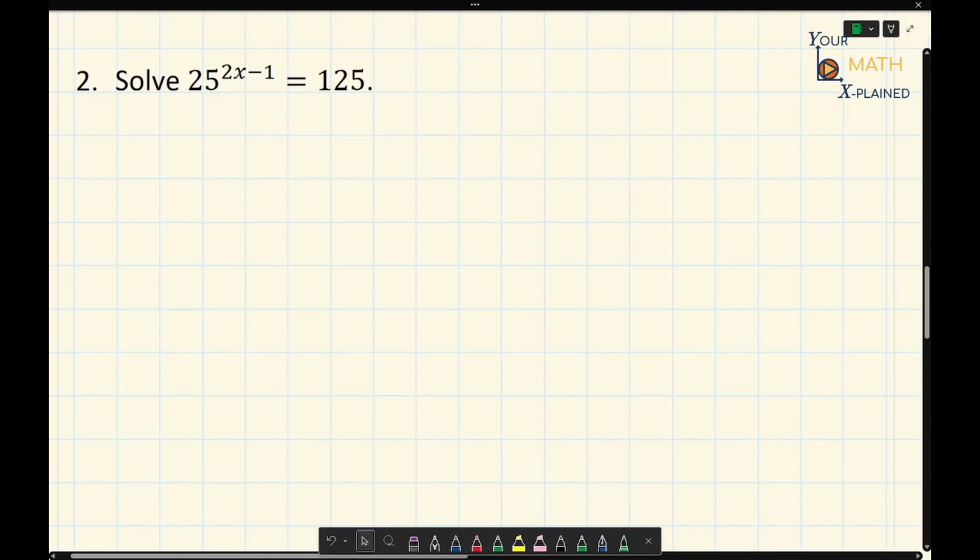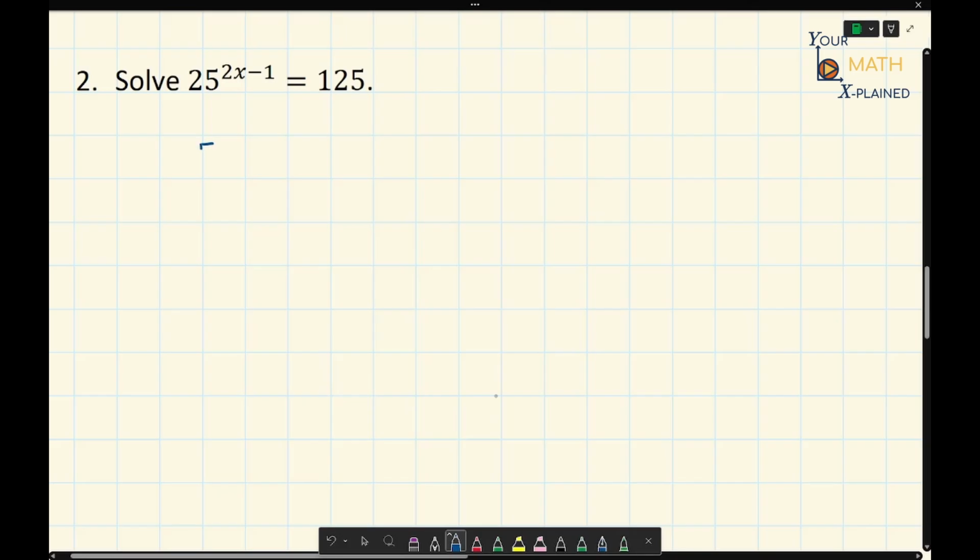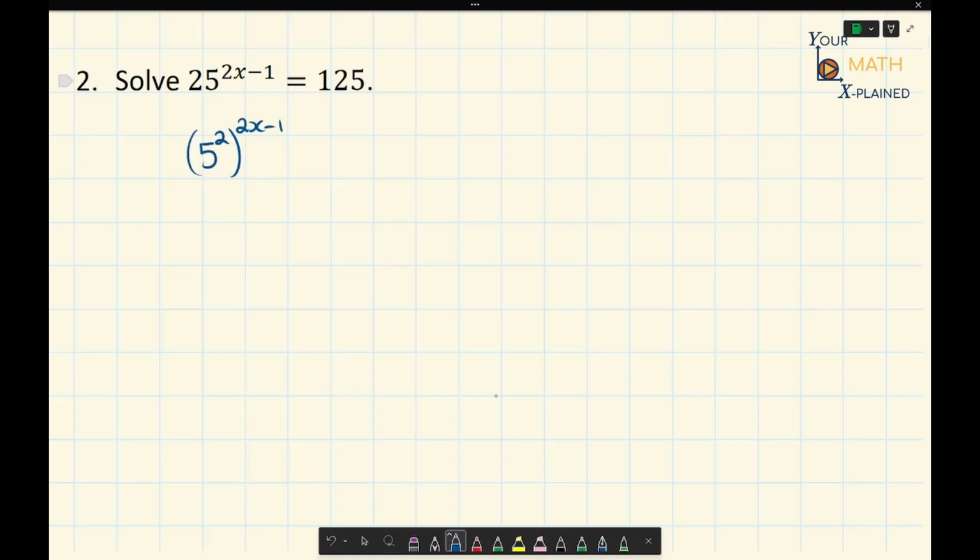Now let's take a look at another example. This one is not as obvious as the earlier one. So using this strategy, we're going to rewrite both the left side and the right side so that they're the same base. So if we look at the left-hand side, we start with 25. And we note that 25 can be rewritten with a base of 5. So we can write 25 as 5 to the power of 2. And then we still have our exponent here, which is 2x minus 1.